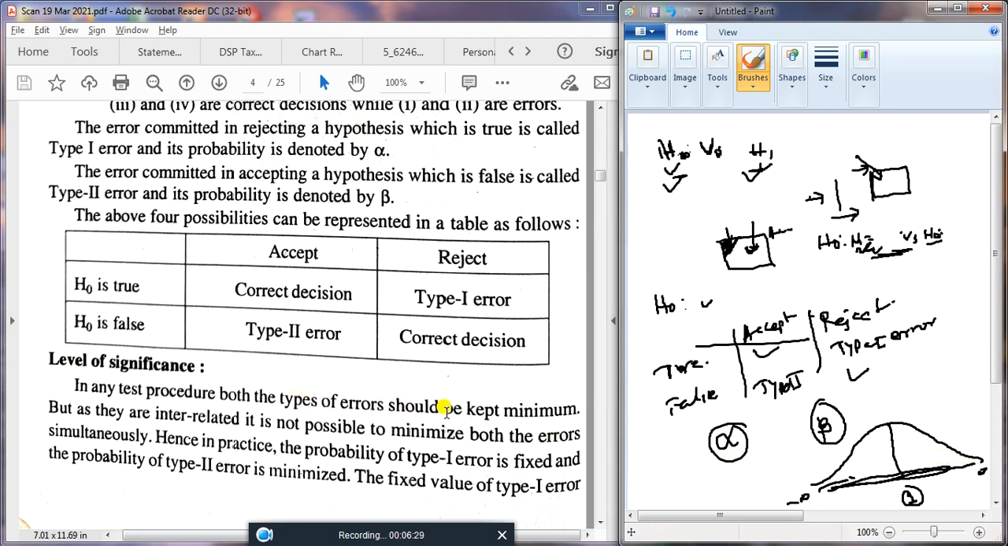So both should be kept minimum. Our first condition is that both types of error should be kept minimum, but as they are interrelated, it is not possible to minimize both the errors simultaneously.